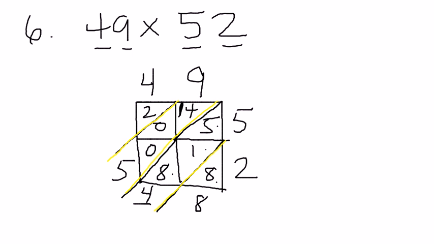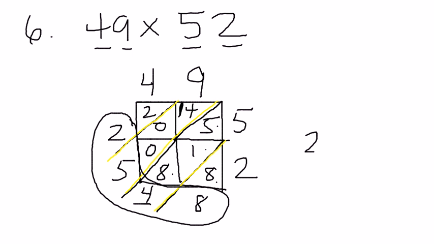But keep that in mind. If you come up with a 2-digit number when you add one of your columns, you have to carry the tens place to the next column. And finally at the top, I have only a 2, so I'm just going to bring it down, which means my answer is 2,548.